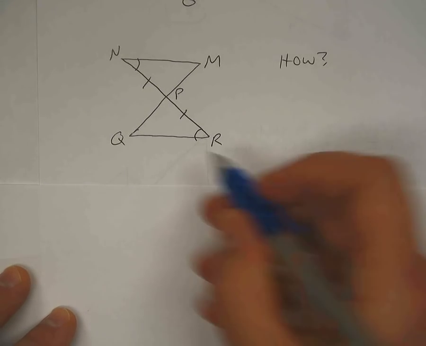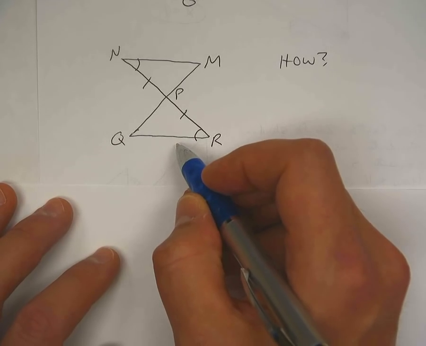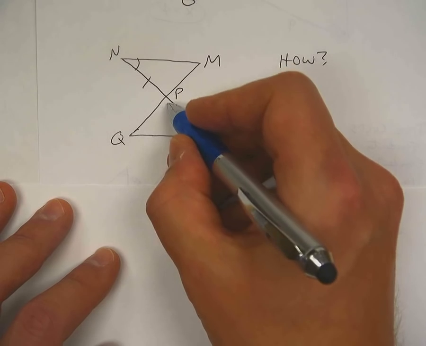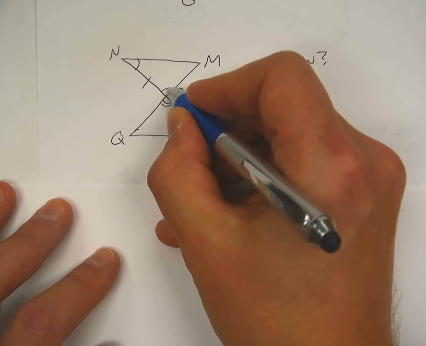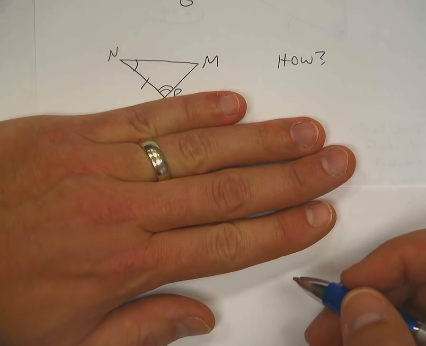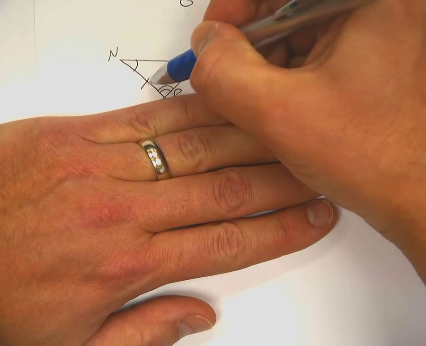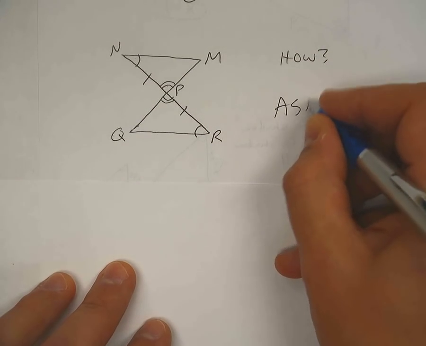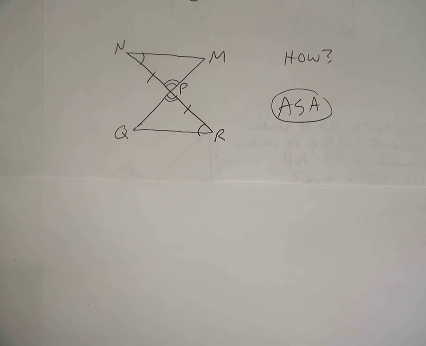You can see we have 2 triangles. These 2 angles are congruent, these 2 sides are congruent, and we have vertical angles in the middle that are not marked, but we know vertical angles are congruent. So if I look at just one triangle at a time, I have angle, side, angle, ASA. So that's how those 2 triangles are congruent.